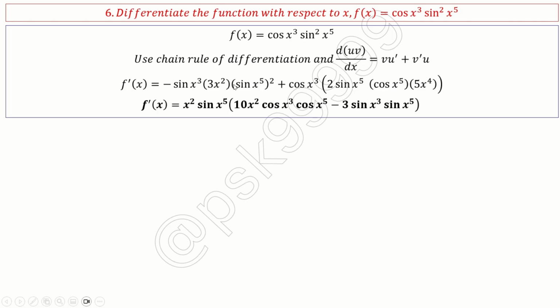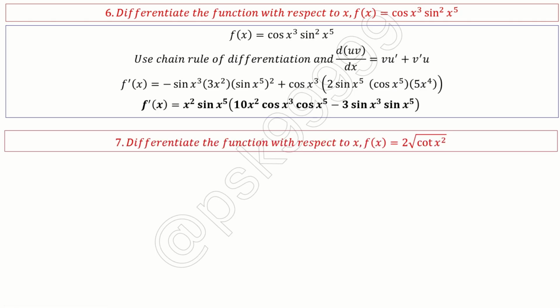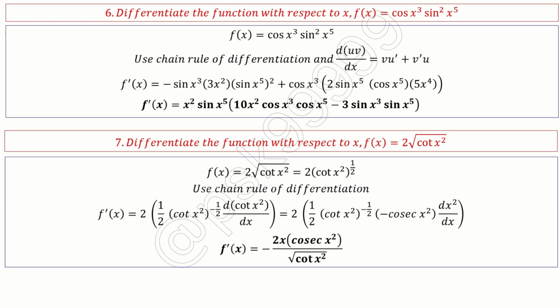Okay, next, differentiate with respect to x, f of x equal to 2 square root of cot x square. Again, you will apply the chain rule here. You assume 2 square root of x and then do it, which is nothing but 2 cot x square whole to the power of 1 by 2. So it is 1 by 2 into 2 as is, I wrote 1 by 2, into cot x square to the power of 1 by 2 minus 1, which is minus 1 by 2.